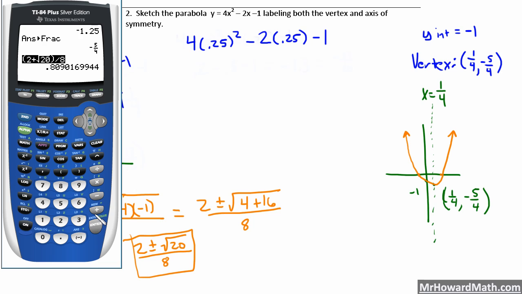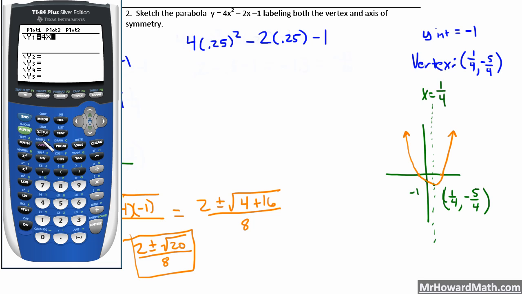And now we can copy this up here and make this thing minus, and that's going to be negative 0.3. And we had a y-intercept of negative 1 here, so we're a little left of the y-axis, so at negative 0.3. That makes sense. We can check it real quick in our calculator.